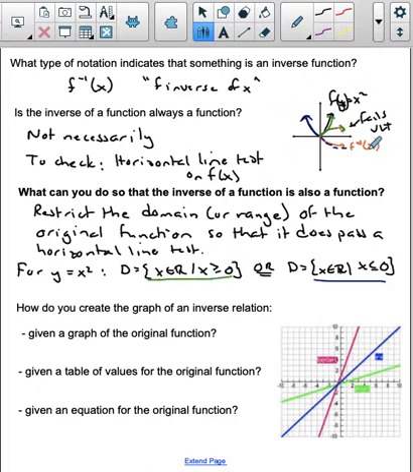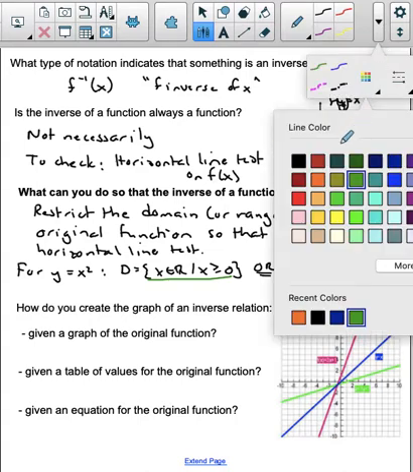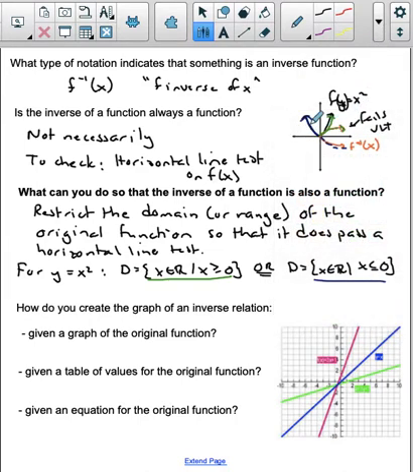Okay, because then that produces just half, or just a square root function, and then that is a function. So if you have to make your inverse a function, just restrict your domain to eliminate those repeated y values, because the repeated y's become repeated x's when you take the inverse.